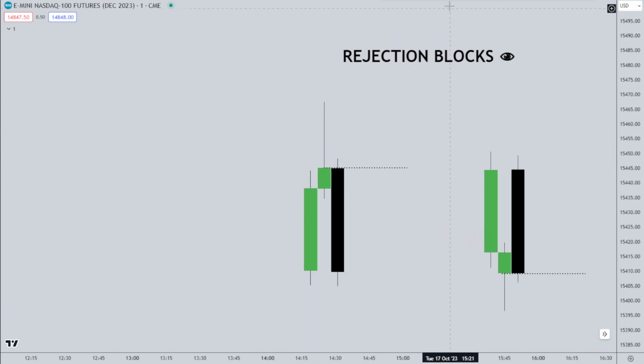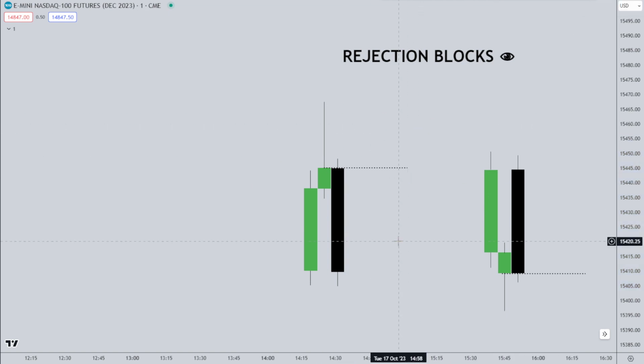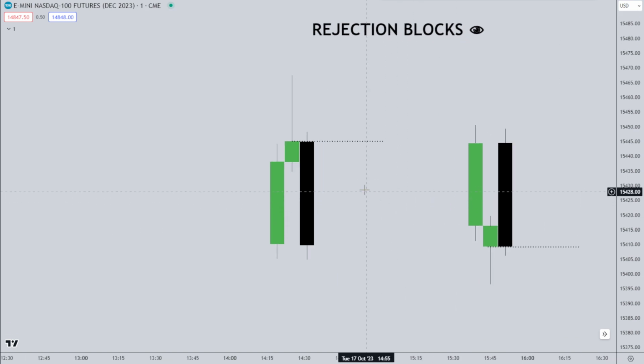But if you were to remove these wicks and then you get a close above here, this would be essentially your real liquidity sweep, and then we would reject off of it like that, which is another reason why they work. So those are the two reasons why rejection blocks work, and why I think they're the best PDA.